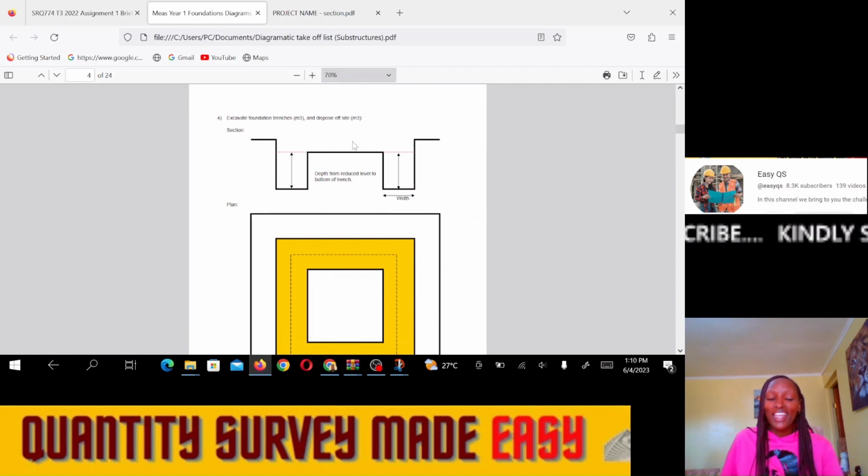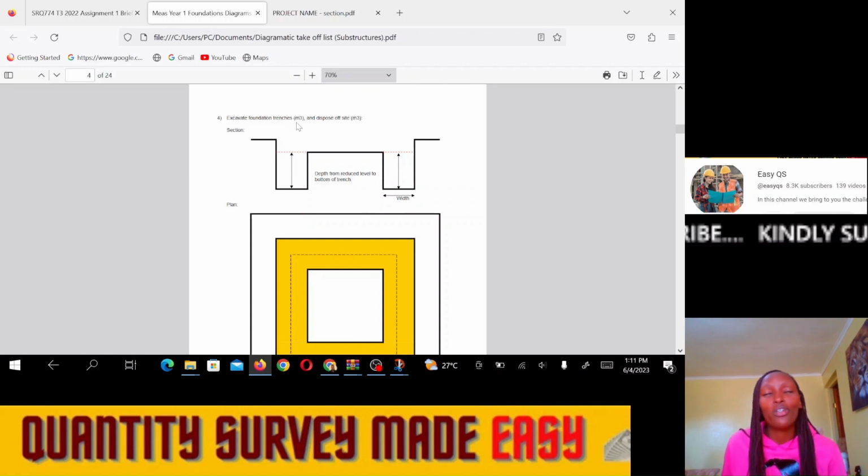All right, the other item that you need to measure is the excavation of the foundation trenches, and how do we dispose this soil away from the site. So whenever we are taking off, we need to bear in mind that we usually have external walls and sometimes internal walls. Sometimes we can have the external walls and sometimes the internal walls, or we can also have buildings that have only external walls. The concept is, how do we measure the soil that we are going to excavate? How do we pay for the excavation of the trenches? We usually measure it in terms of meter cubed.